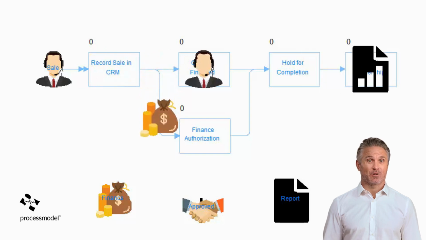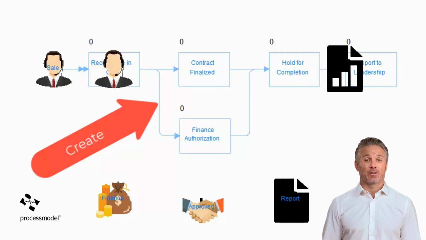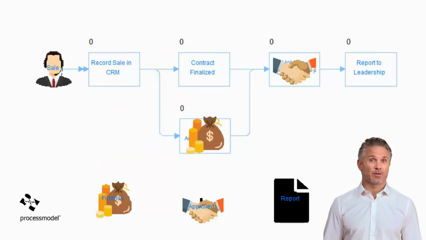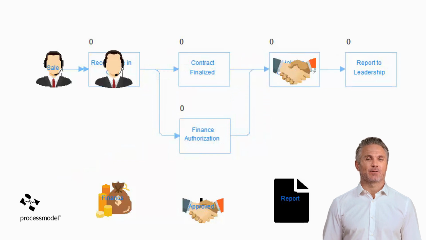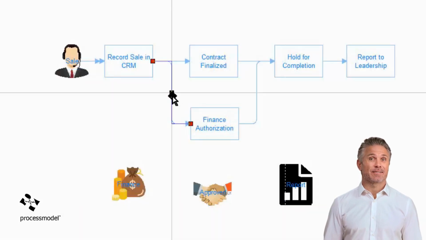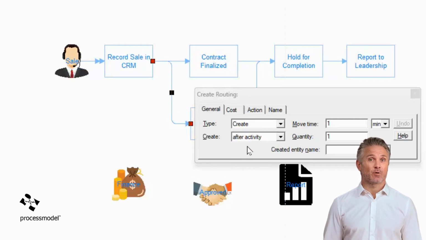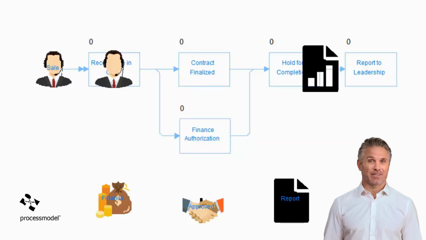A create route starts a new independent entity on a separate route. Use a create route when two or more parts of the same process occur in parallel. To use the create route, select the type dropdown and select create. Decide if you want the creation to happen before the current activity starts or after the activity finishes. Then select the new name dropdown and select the entity name for creation.